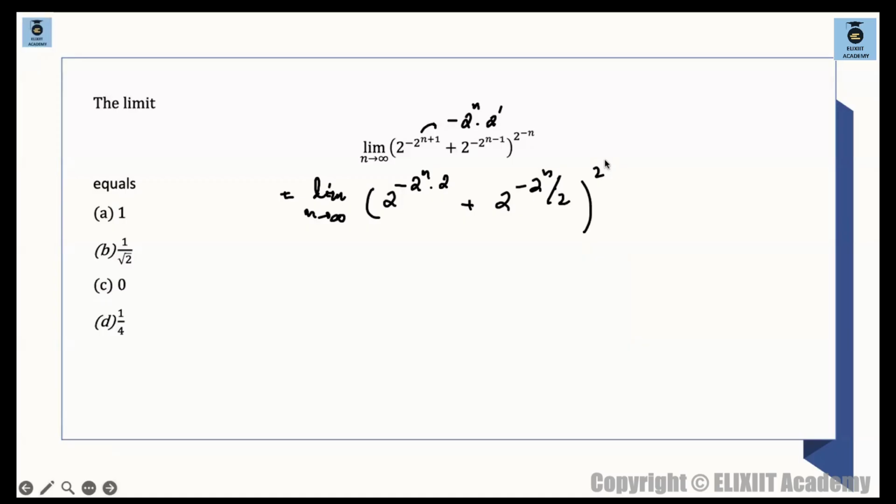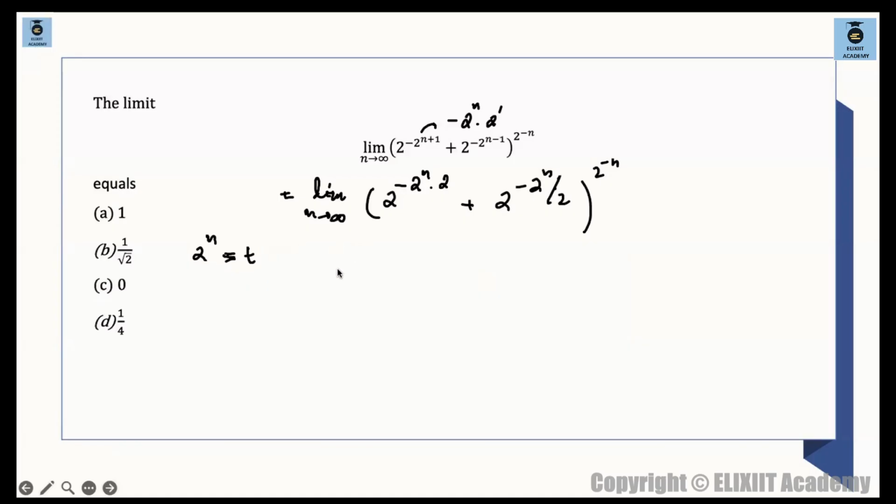Then the whole thing is raised to the power of 2 to the power of minus n. So many 2 raised to the power of n terms are present. The best thing is to take 2 raised to the power of n as t and then solve. If too many variables are present, substitute something and then simply solve. This will be easier for you to solve.